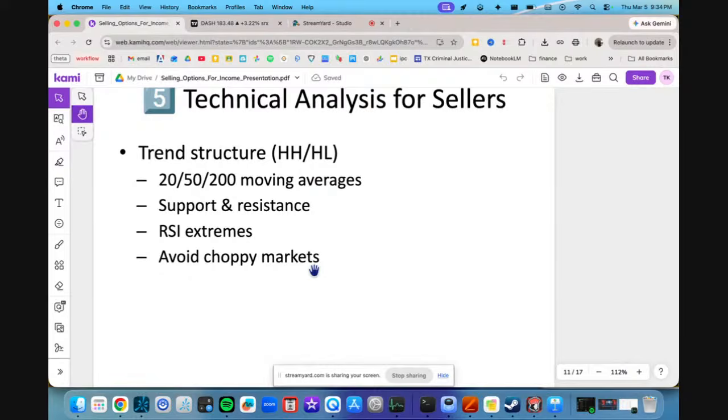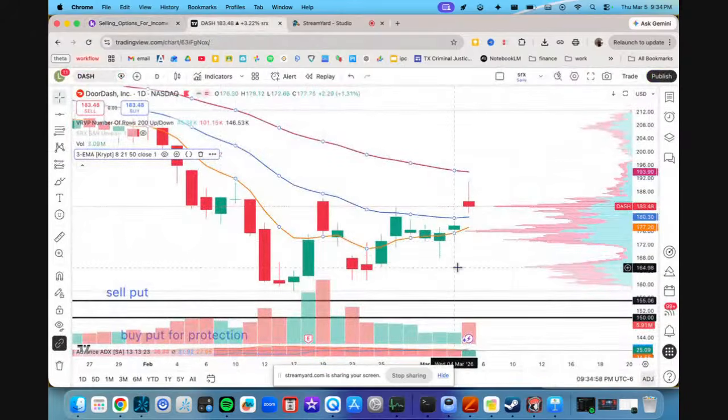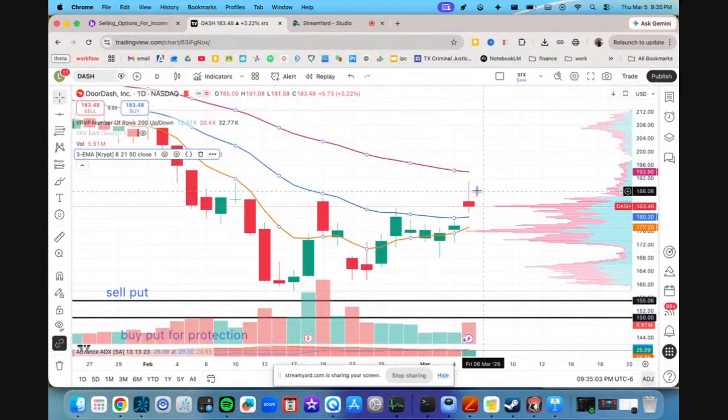RSI extremes. If you're at a very high RSI, that means that momentum might be starting to fade. So around 80 RSI, you probably want to be a bit reluctant to sell puts at that point. At a low RSI on a good stock, around 20 RSI, you would want to possibly enter a trade there. One of the common trades I'll do is when we're at a low RSI and then you see an up move. So for DoorDash here, we saw the big up move, the RSI did increase, and that's a possible put credit spread at that point.